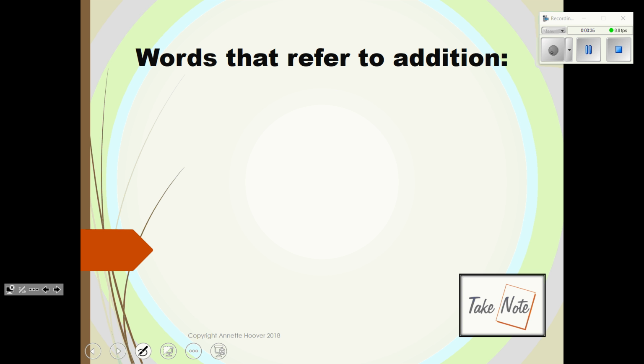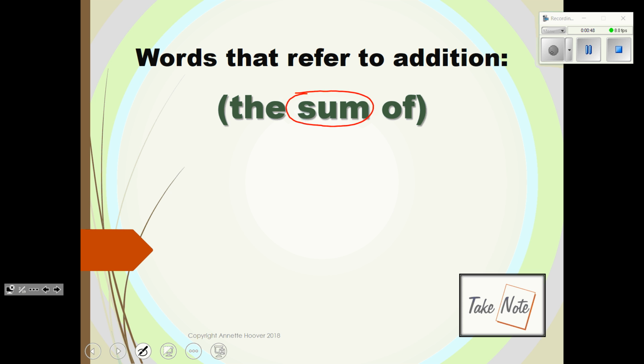So on your notes, words that refer to addition, if you think about that, we can use the phrase, the sum of. The sum is the answer to an addition problem. Now, when we use this phrase, the sum of, whatever we're writing down, we're going to have to put it in parentheses. It changes the order of operations, and we're going to look at that here in just a little bit. So write down the sum of as one of the phrases that refers to addition.